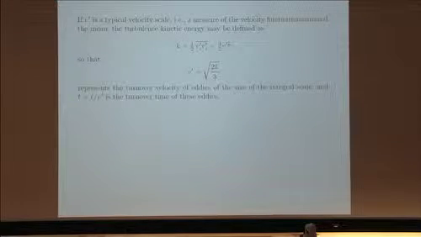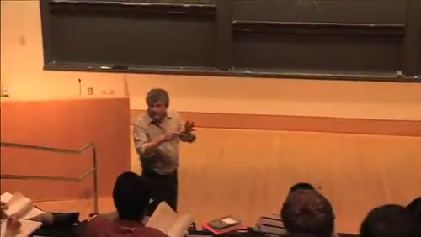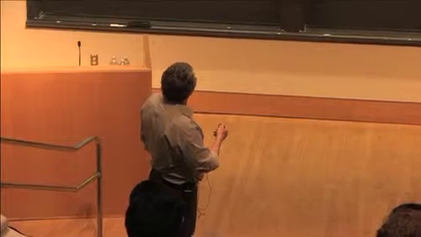Now, if you have an integral scale L, and you divide L by the turbulent intensity V prime, that gives you a time scale, and this is the turnover time of these eddies, of the eddies of size L.